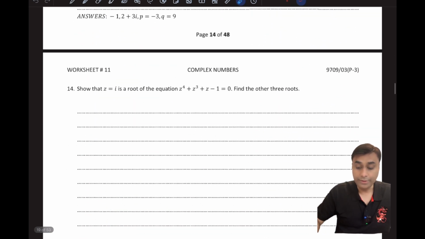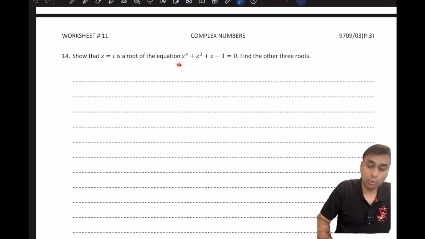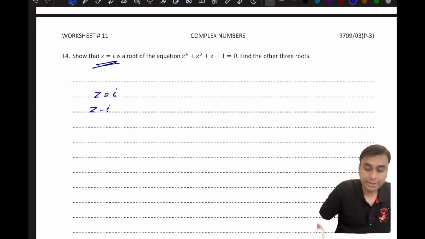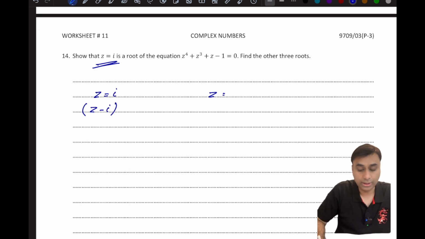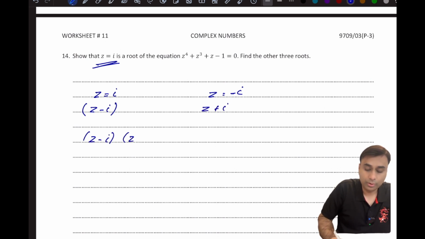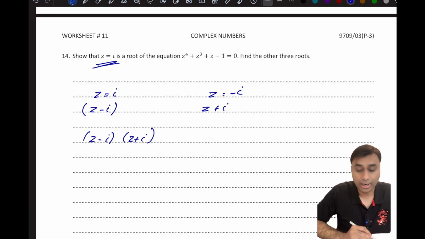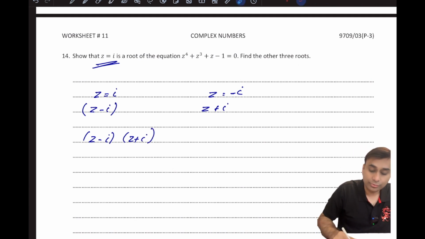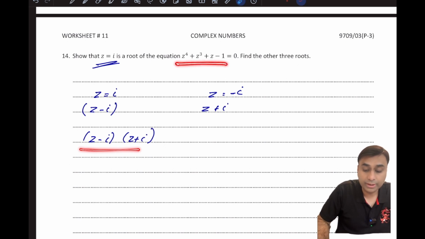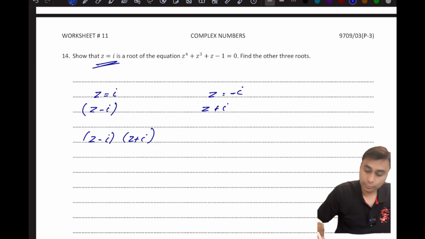Even in situations, if you have a quadratic equation, like if you know that one of the roots is iota, then if one root is iota, one factor is going to be z minus iota. And if one root is iota, you know by default that the other root must be minus iota, and the other factor would be z plus iota. So you multiply z minus iota with z plus iota, you will get yourself the quadratic factor. After getting that quadratic factor, you will divide this 4th degree polynomial by this quadratic factor. And once you do that, let's see how we get that.